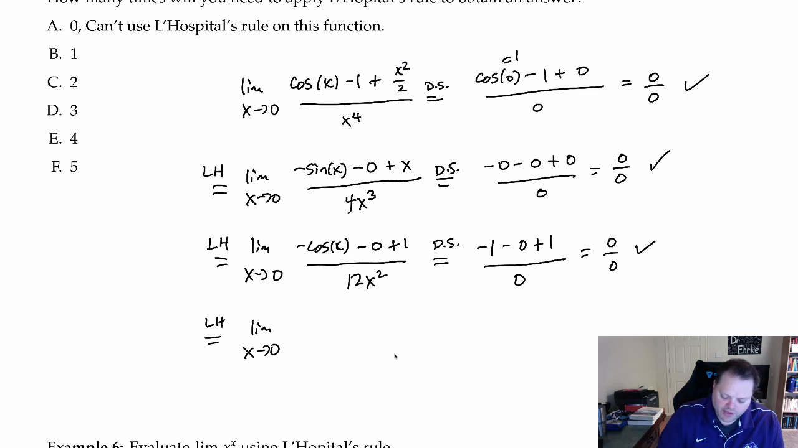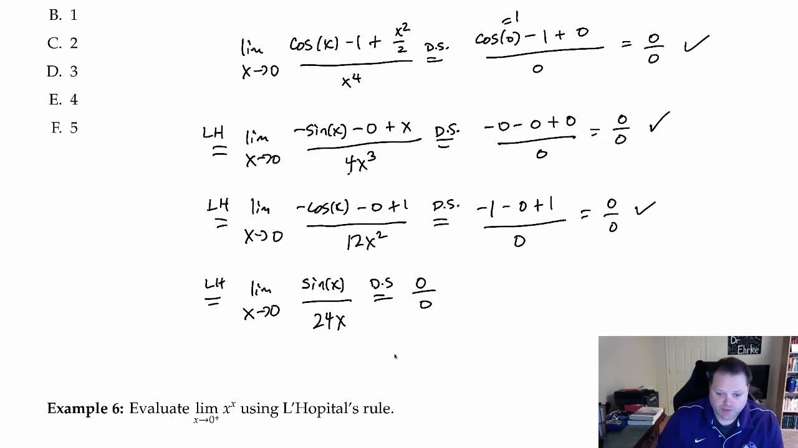Take the derivative of negative cosine, you get positive sine. Derivative of 1 is 0 over the derivative of 12x squared is 24x. Apply the limit here, you get 0 over 0. Remember, sine of 0 is 0. And this will be the last time we have to do it. Derivative of sine is cosine. Derivative of 24x is 24.